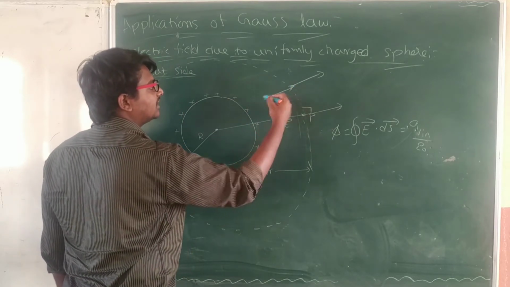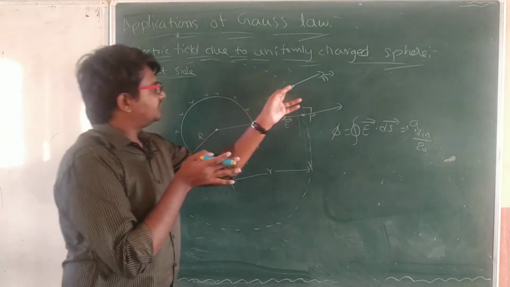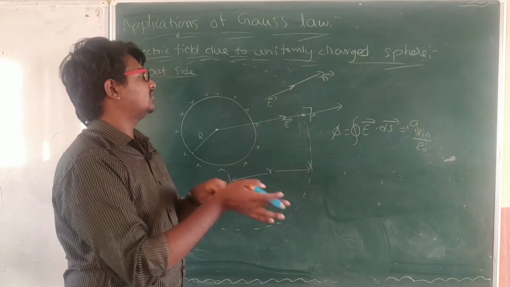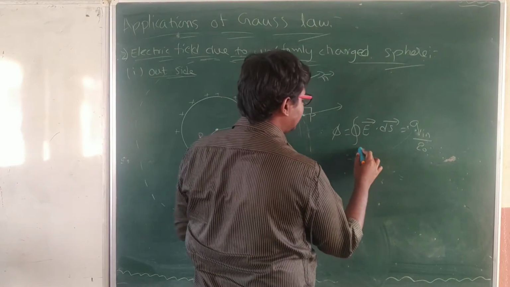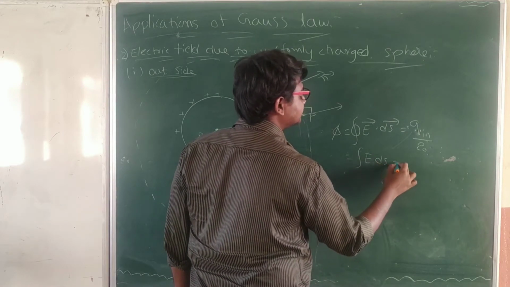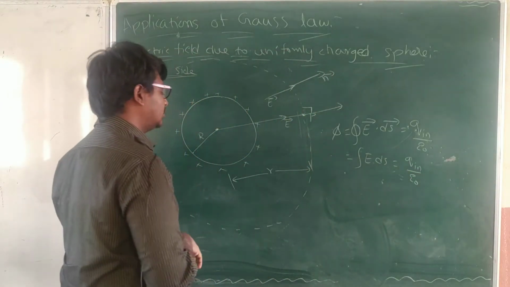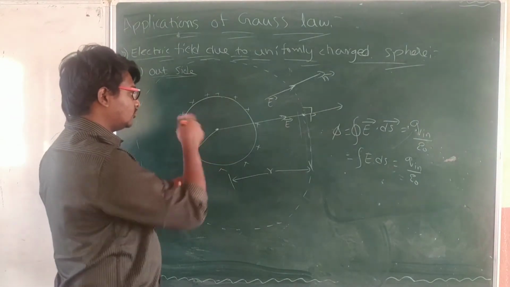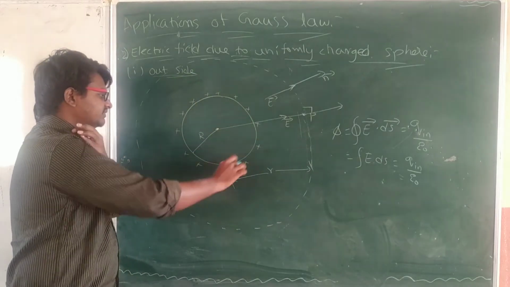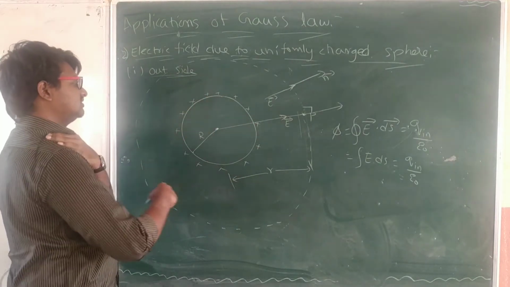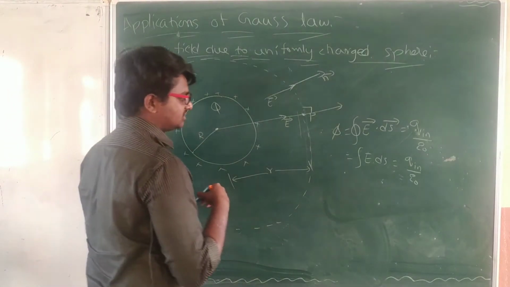This is the electric field E bar and this is the perpendicular, the normal N bar. The angle between them is exactly 0. As it is 0, integral E bar dot ds bar simply becomes integral E ds, which equals Q inside by epsilon naught. Q inside means the charge enclosed in the sphere, not outside the sphere. Whatever charge is outside, we don't consider that. We just need to consider the charge inside.